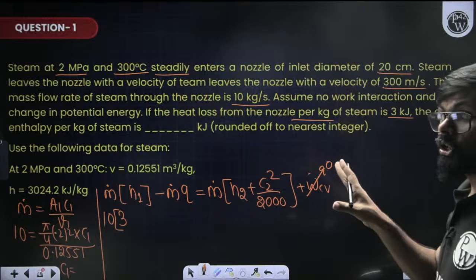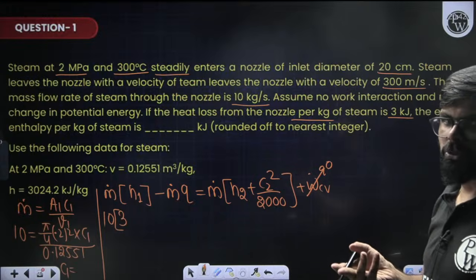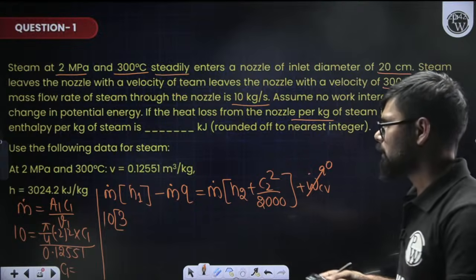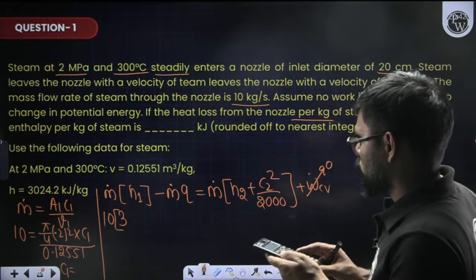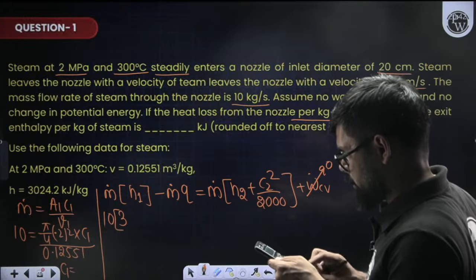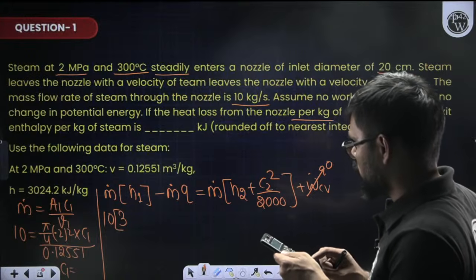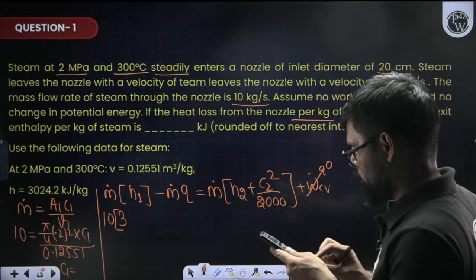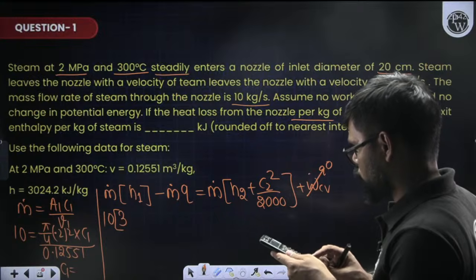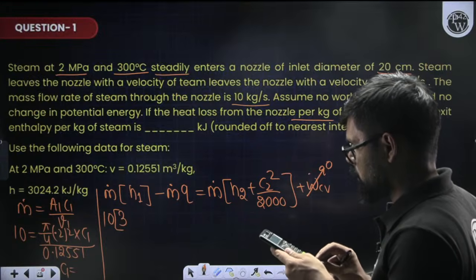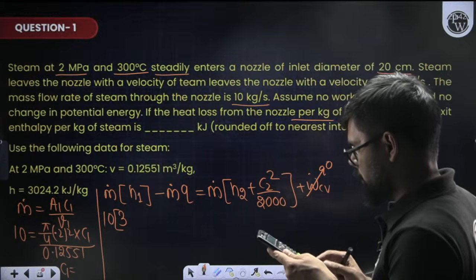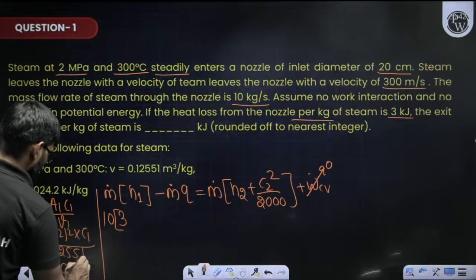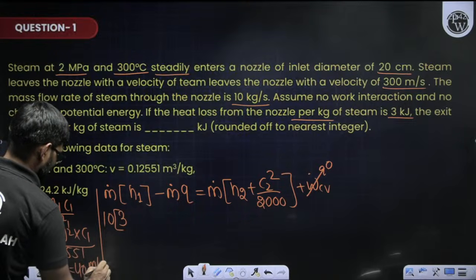If V is not given, then we don't have any other option; we have to neglect it. Okay, so now I can say pi by 4 into 0.2 square divided by 0.12551, and 10 divided by that answer. This value becomes approximately 40 meter per second.